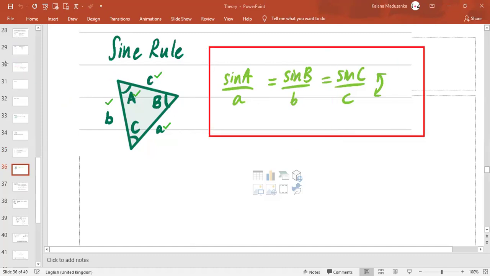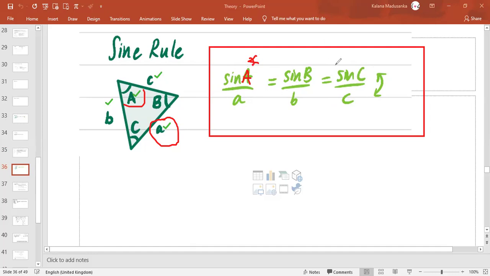Sine angle divided by the length of the opposite side. Sine A divided by A is equal to sine B divided by B is equal to sine C divided by C. Remember, with the sine, you should always apply the angles, okay? Not the distances. Here we must always apply angles.